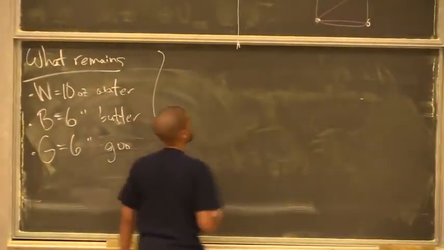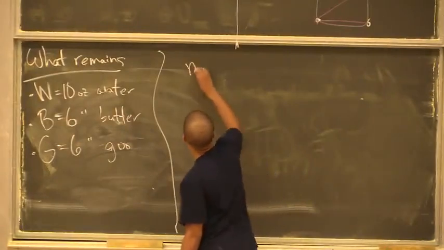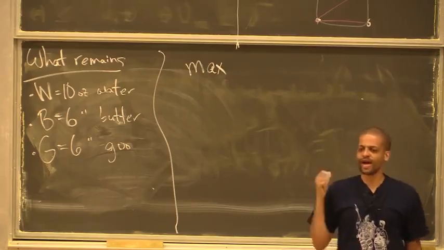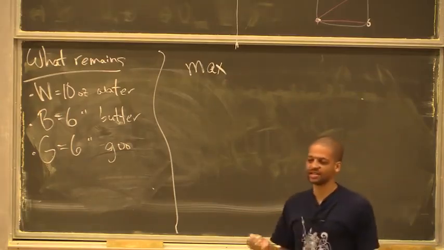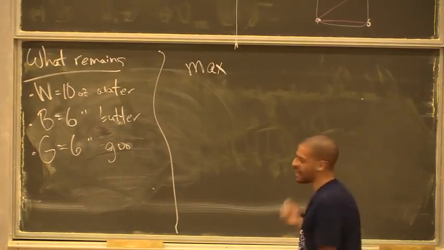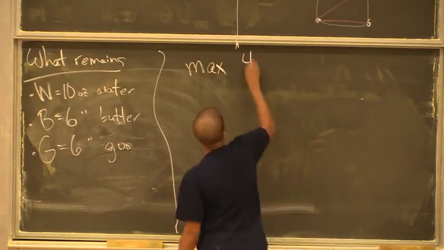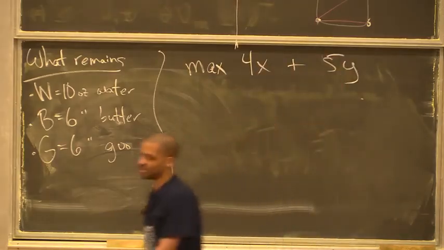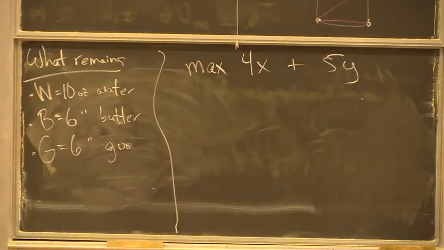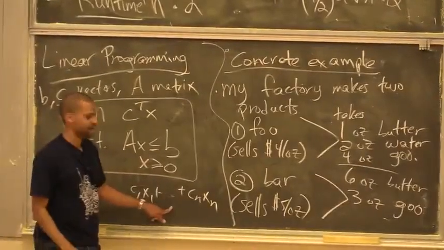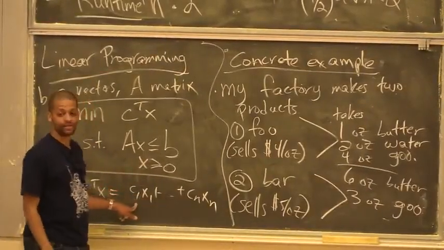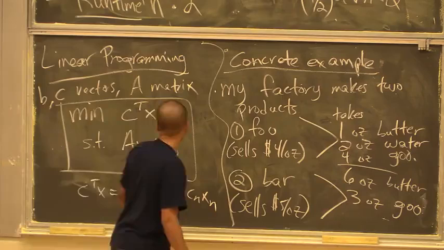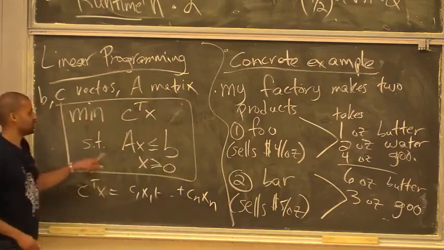What does the linear program look like? Well, I want to maximize my profit. For every ounce of foo I make, I get $4. And for every ounce of bar I make, I get $5. So I want to maximize 4x plus 5y. Here I have two variables, x1 and x2, or x and y. So I have c1 and c2. c1 is 4, and c2 is 5. But subject to certain constraints.